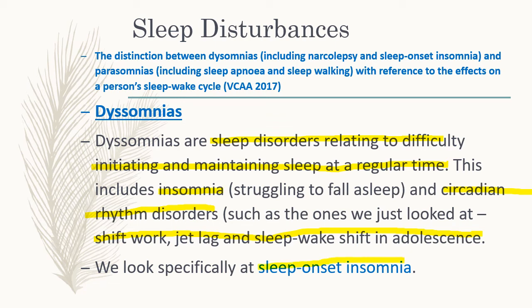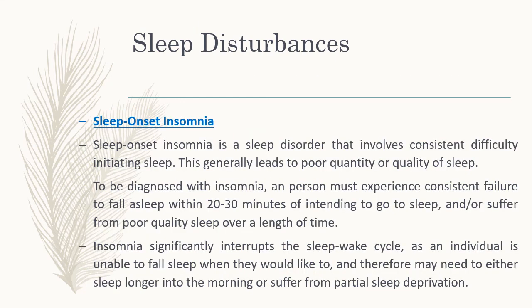More often than not, VCAA looks at sleep onset insomnia. And this is a consistent difficulty initiating sleep and generally leads to poor quantity and quality of sleep. If you're going to be diagnosed with insomnia, you must have consistently struggled to fall asleep within 20 to 30 minutes, and you suffer from poor quality of sleep over a very long period of time. And it interrupts the sleep-wake cycle as an individual is unable to fall asleep when you'd like to, and you may need to either be asleep longer in the morning, or you'll actually suffer from partial sleep deprivation.